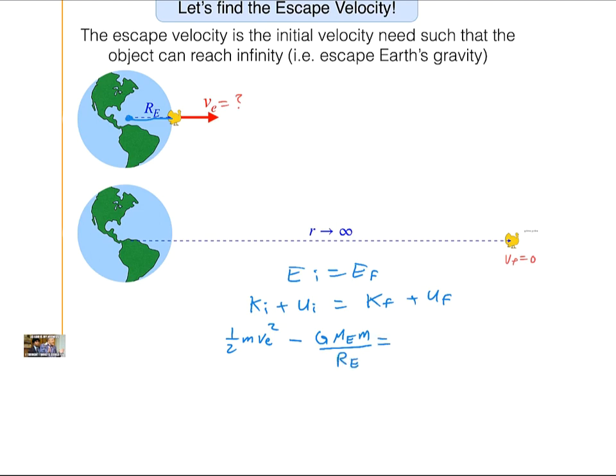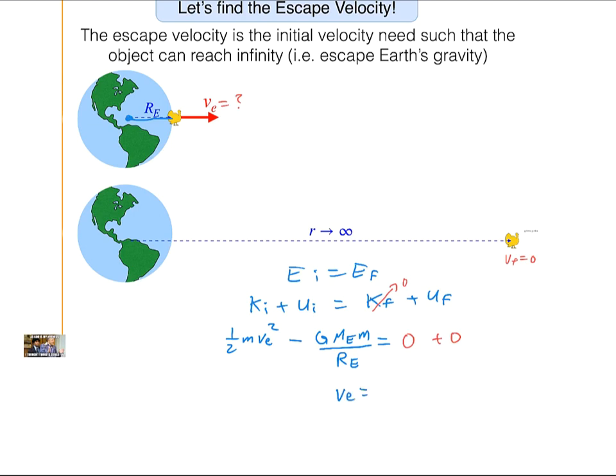And we want it to have just enough energy to get far away and just barely come to rest as it gets really far away. So its kinetic energy final is zero. And if it's really, really far away, as r goes to infinity, that means r is so large that it has essentially no potential energy left. So this makes it nice and easy. We want to find the initial velocity we need to make this happen. So let's solve this for v escape.